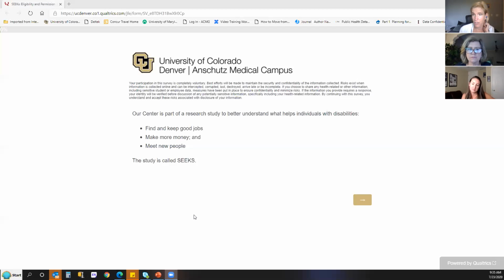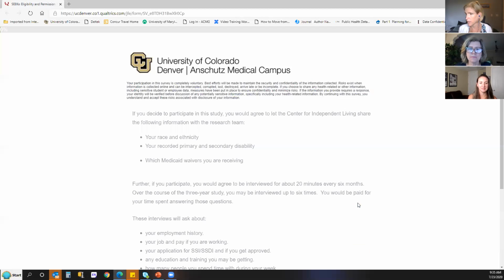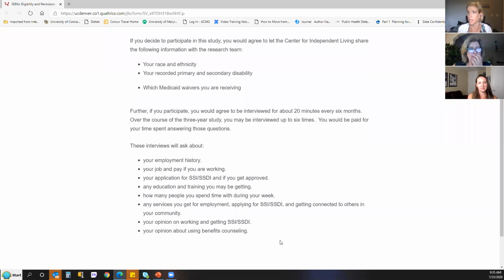So as Charlene mentioned earlier, we're part of a research study to better understand what helps individuals with disabilities find and keep good jobs, make more money, meet new people. We call the study SEEK. I'm going to keep saying SEEK, but that's the idea of the study. If you are interested in being part of the study, you would give us permission to share information with the research team: your race and ethnicity, what we have listed as your primary and secondary disability, and the Medicaid waivers you're receiving. But that's only if you give us permission.